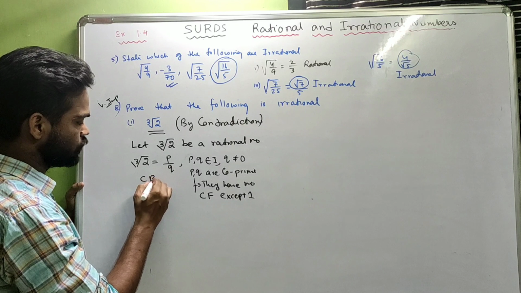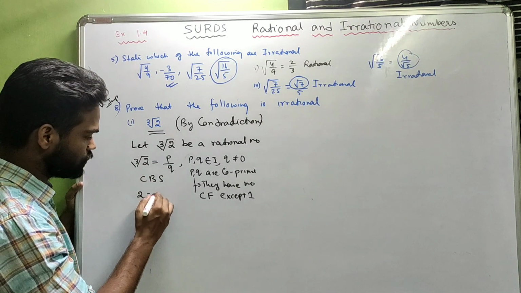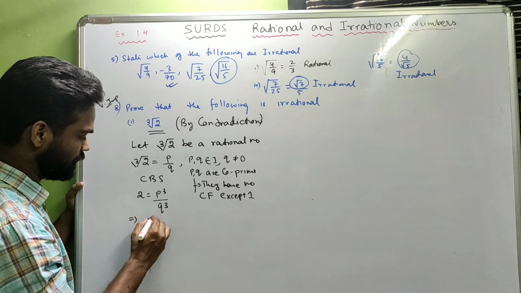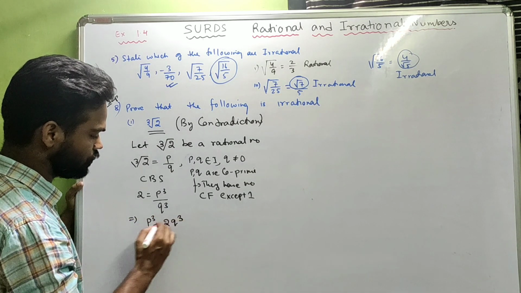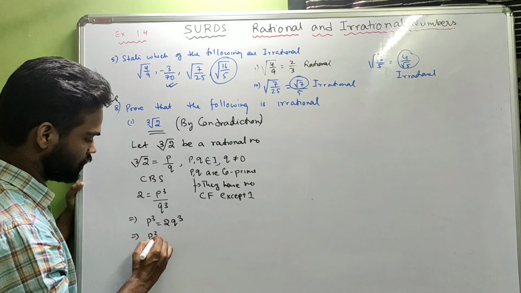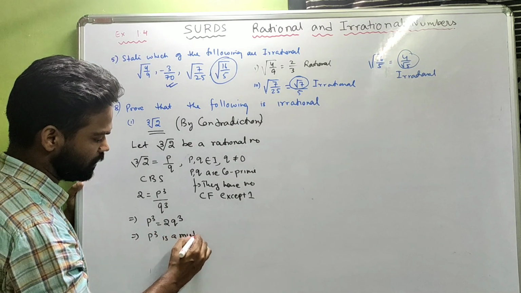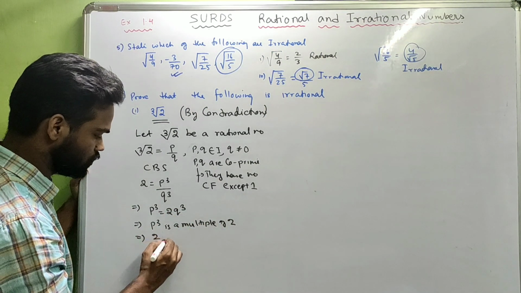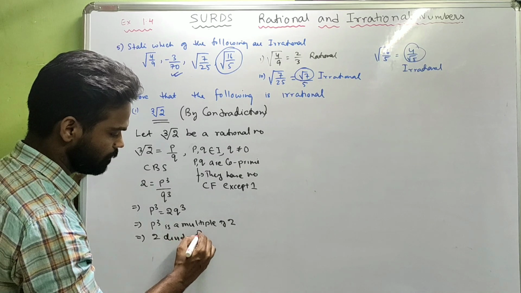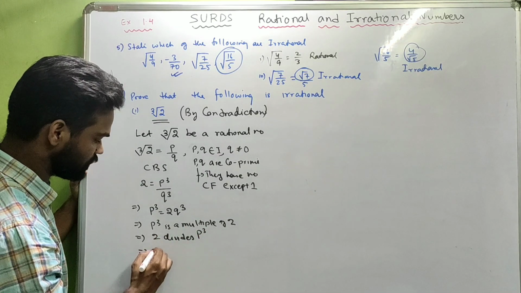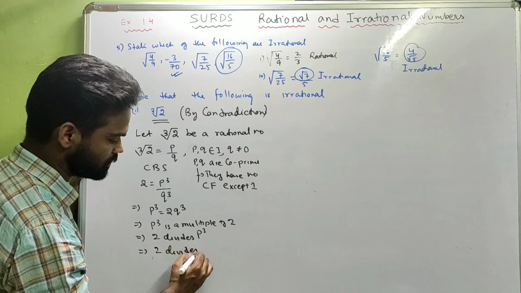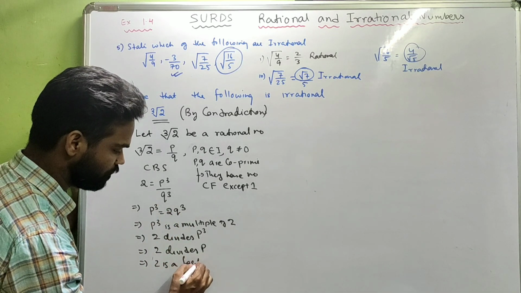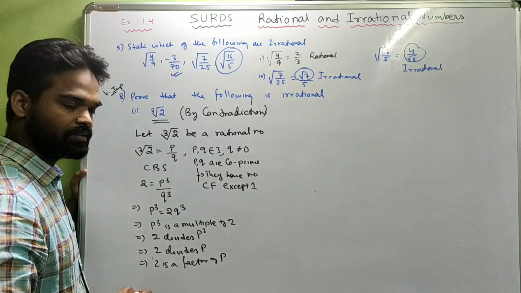Now look, cubing both sides. What do you get? 2 equals p cube by q cube, which means can I write p cube equals twice of q cube, which means p cube is a multiple of 2. Look carefully, which means 2 divides p cube, which means we can write 2 divides p, which means 2 is a factor of p. Can we write this?